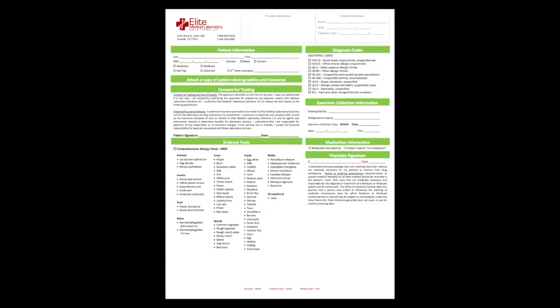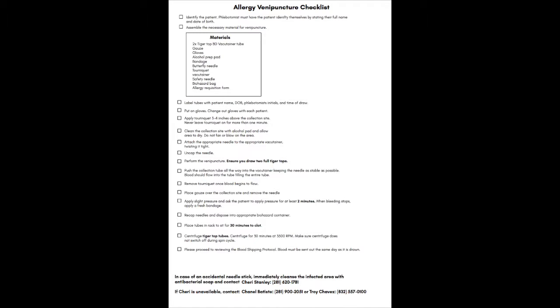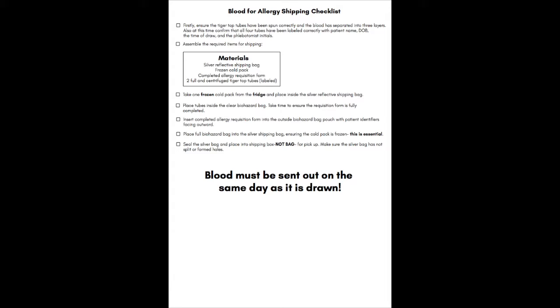5. Medication information. 6. Comprehensive allergy panel must be checked off. 7. Physician signature. 8. Once requisition is complete, attach copy of patient demographics and insurance information. Page 46. The following is the allergy venipuncture checklist. This form is to ensure the MA is following the correct collection process in order to prevent errors.